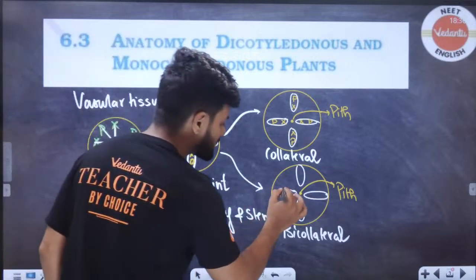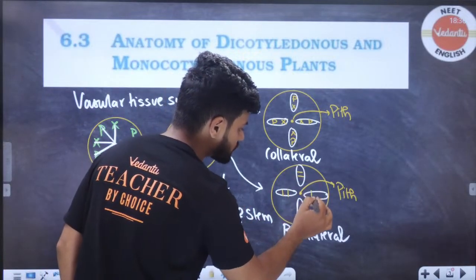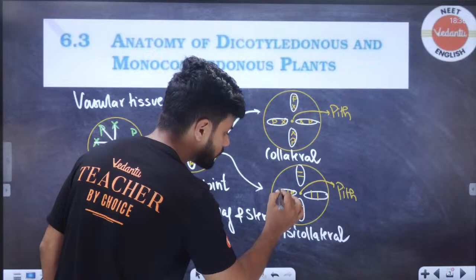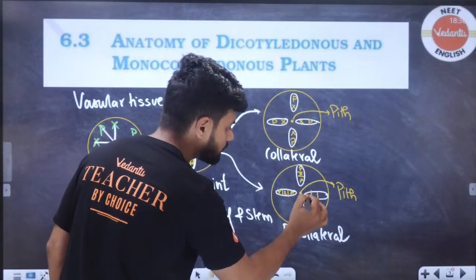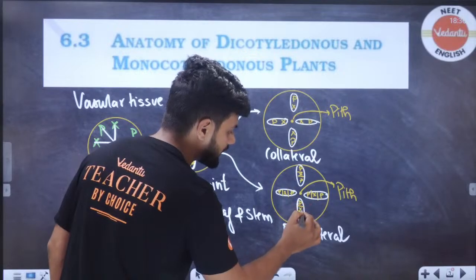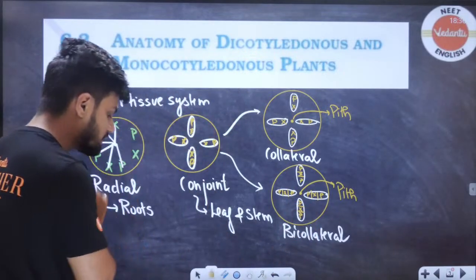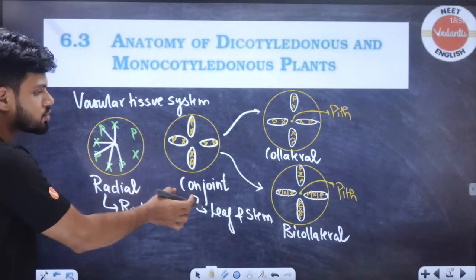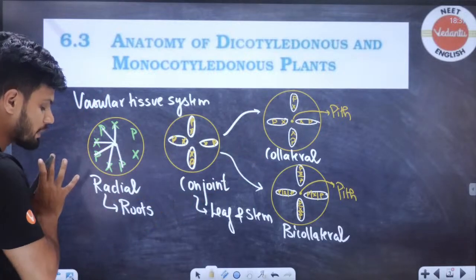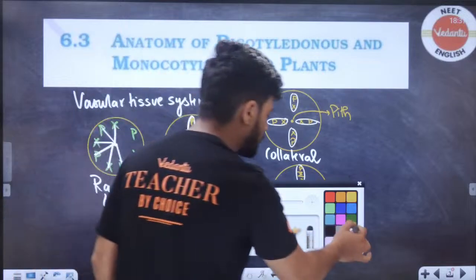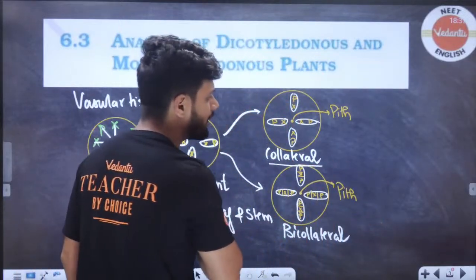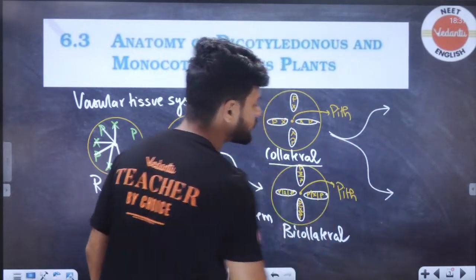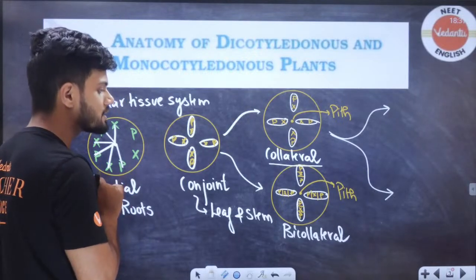But in the case of bicollateral, there is a sandwich. That is phloem, xylem, phloem, repeated in each bundle. Here there is a sandwich of xylem between phloem. That is called bicollateral. So radial, conjoint, collateral, all these things you need to remember. Now students, under collateral also there are two categories. All of you need to know this. What are the two categories?